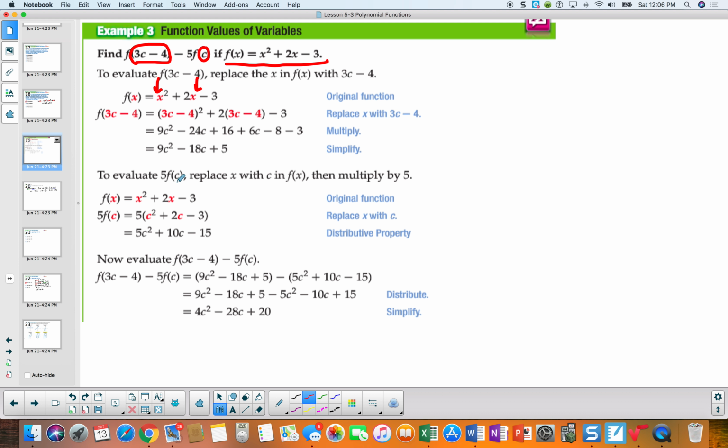Now let's represent the 5c. So everywhere there's an x, we are going to replace it with a c. And don't forget that this is 5 times f of c, so we're going to have to multiply the 5 to each one of these. And we're going to get this expression. Now we're going to put them together. We're going to put this expression that we got up here, it's right here, and we are now going to subtract this expression that we got over here. We're going to simplify and get this answer.